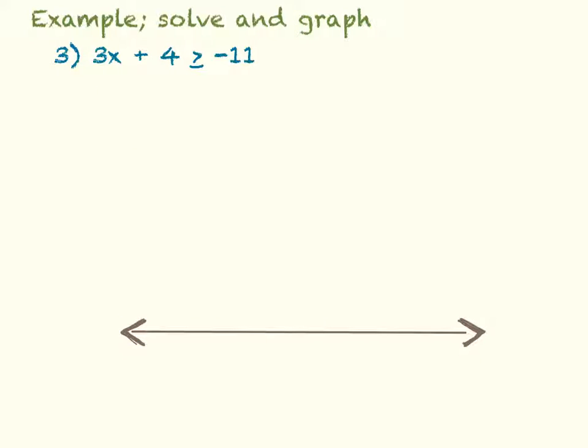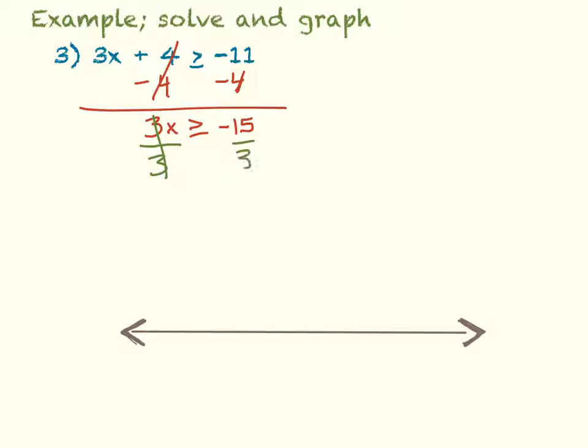Next example, 3x plus 4 is greater than or equal to negative 11. So I'm going to start by subtracting the 4 from both sides, canceling that out. 3x is greater than or equal to negative 11 minus 4 is negative 15. The next step is to divide by 3. So x is greater than or equal to negative 5.